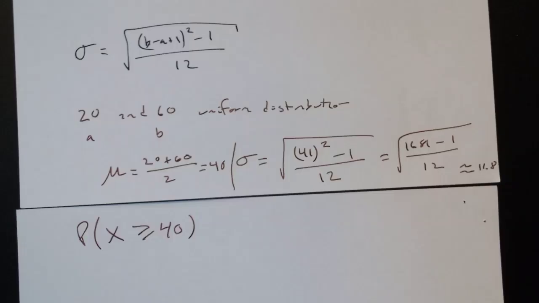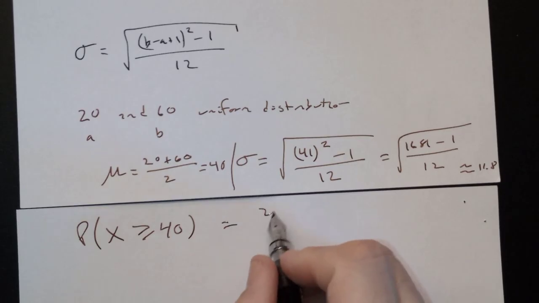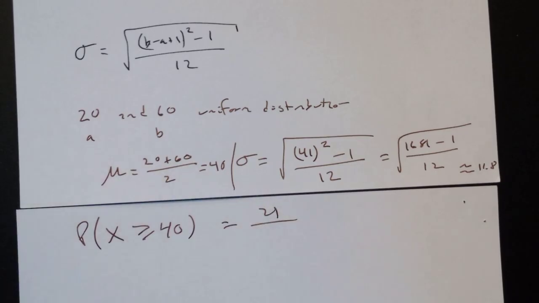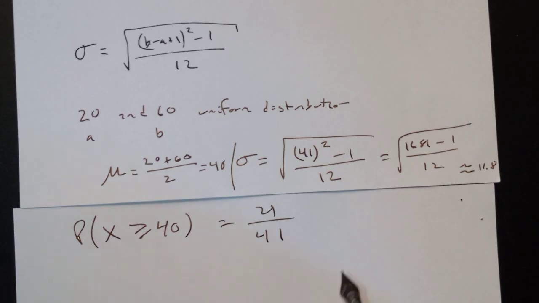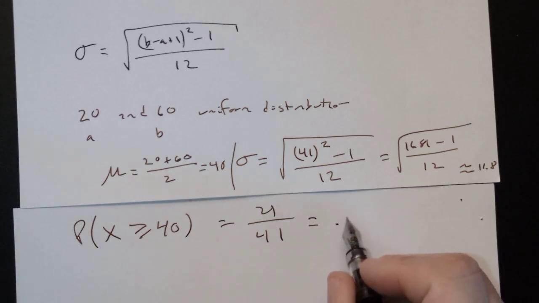So there are actually 21 options out of how many options were there total? 41. Bingo. And now I have a decimal, which is a little bit bigger than a half.